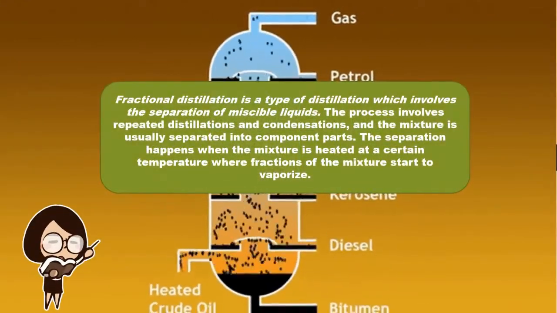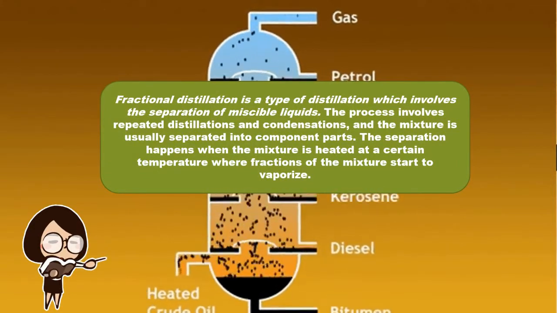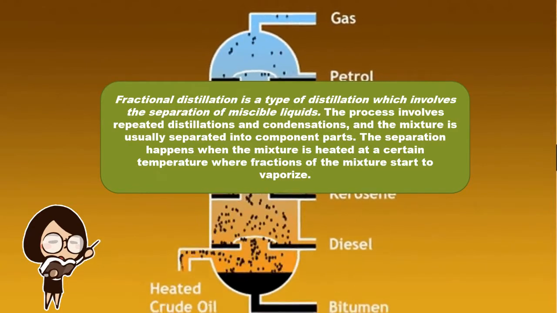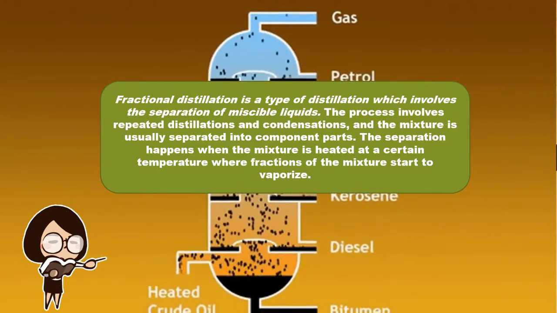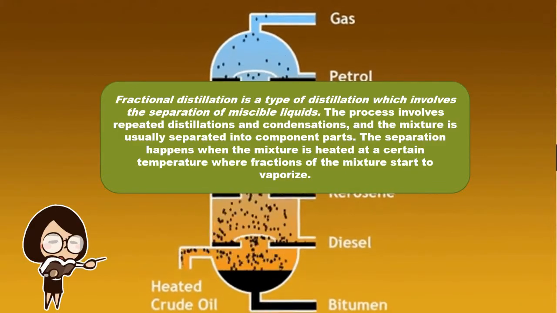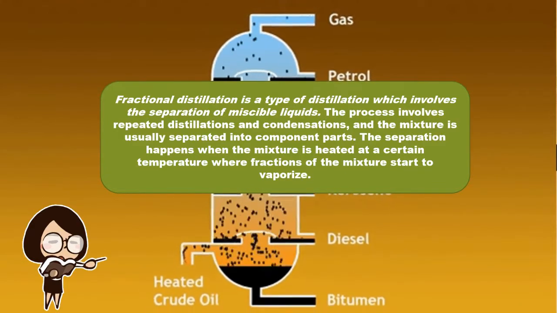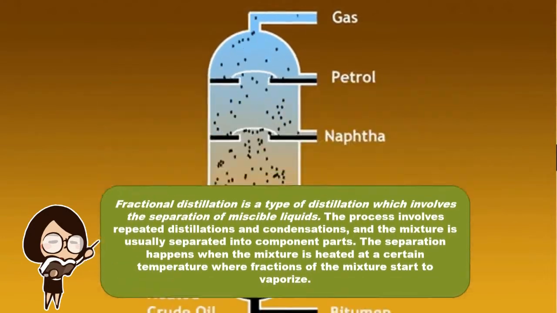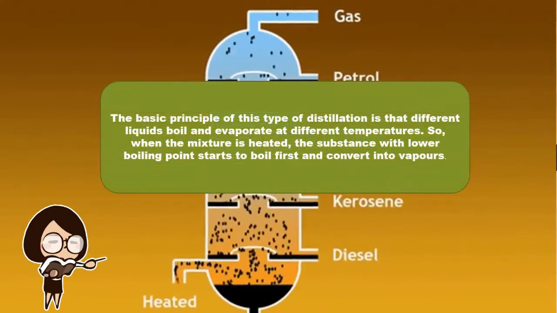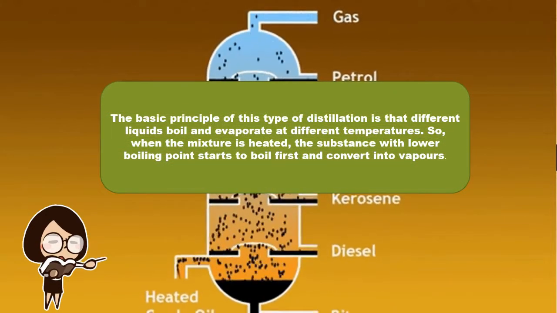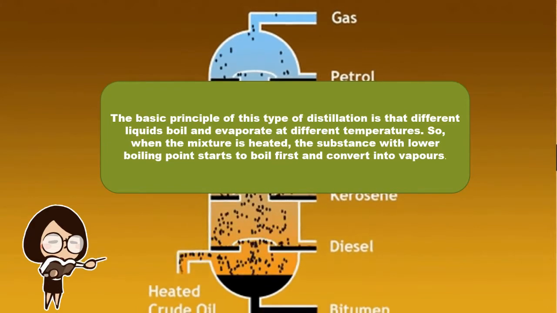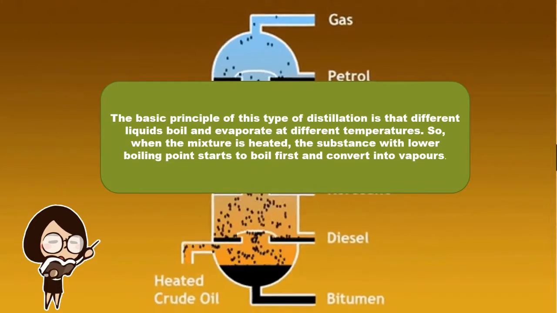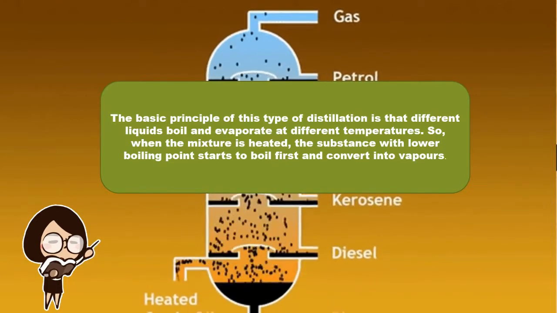Fractional distillation is a type of distillation which involves the separation of miscible liquids. The process involves repeated distillations and condensations, and the mixture is usually separated into component parts. The separation happens when the mixture is heated at a certain temperature where fractions of the mixture start to vaporize. The basic principle of this type of distillation is that different liquids boil and evaporate at different temperatures. So when the mixture is heated, the substance with the lower boiling point starts to boil first and convert into vapors.